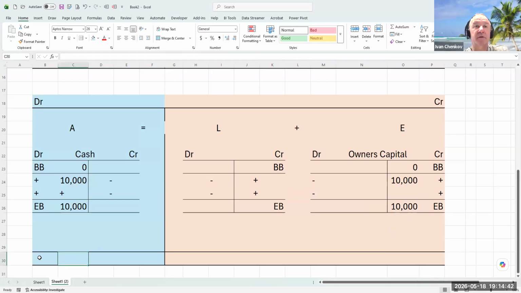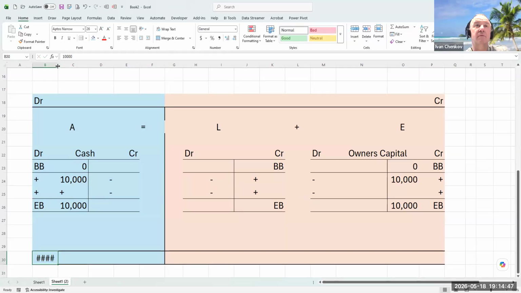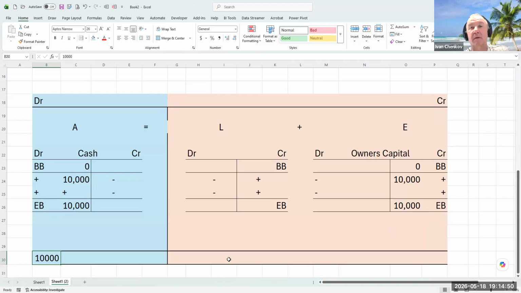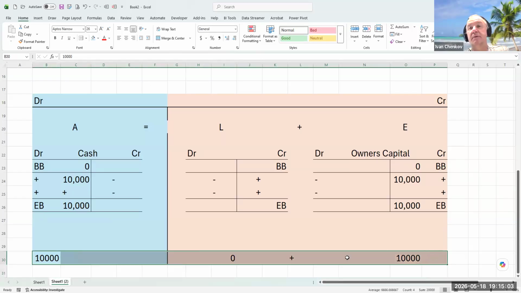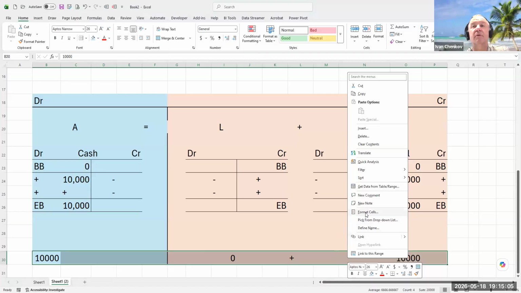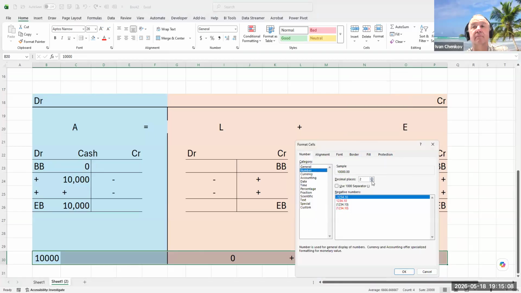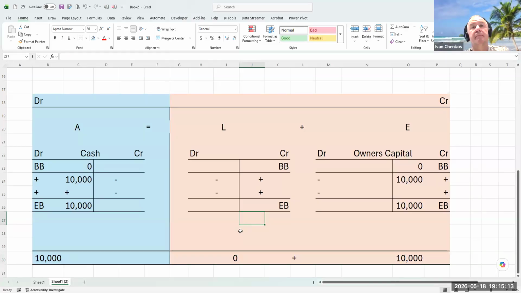Now, in the big picture, assets of 10,000 here are equal to liability, which is 0, plus equity, which is $10,000. So our accounting equation is in balance, everything is perfect. And that's how we're going to do it, transaction by transaction, keeping everything in balance.